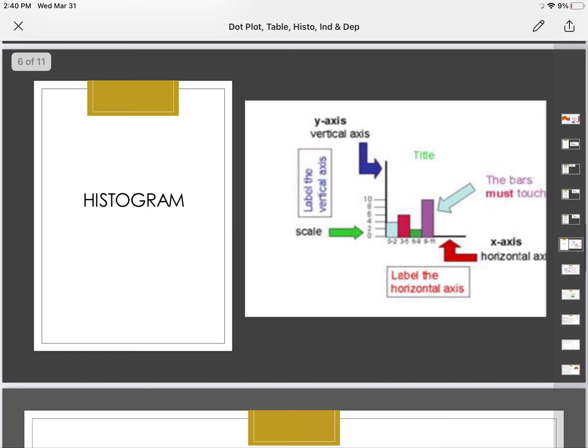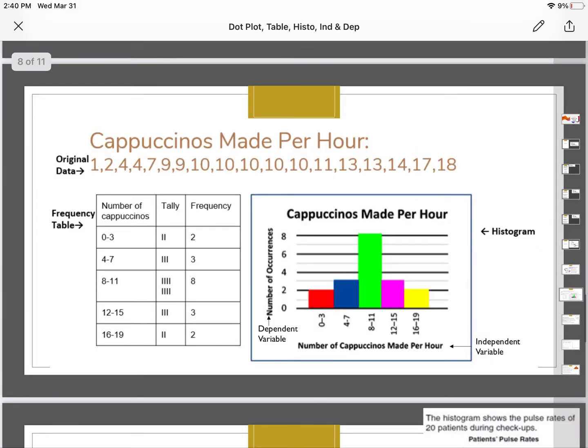The bars, as you can see, must touch in a histogram, and then you always want to make sure that you're labeling your x and your y axis when you are looking at any graph, and give it a title as well. So how a histogram typically works, this is just a general statement. There's usually a set of data that's here. This is talking about cappuccinos made per hour, so how many cappuccinos were made per hour. You usually have a frequency table, and a frequency table tells you how many fall under that category.